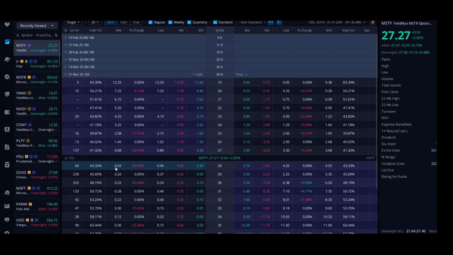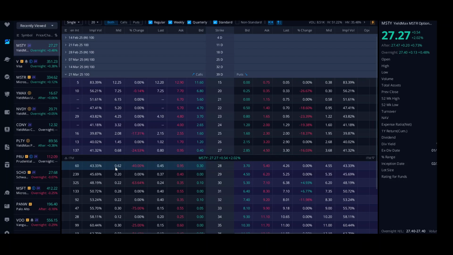And of course, if you don't want to get it assigned on the put side, you can always roll it, meaning you can extend out your expiration date and change your strike, preferably to roll it down, right? So if you had a $25 strike, you could roll it down to a $24 and move it out to March to earn that premium.